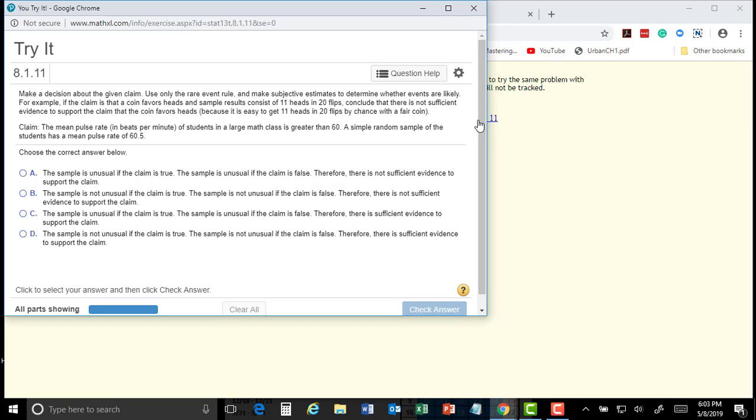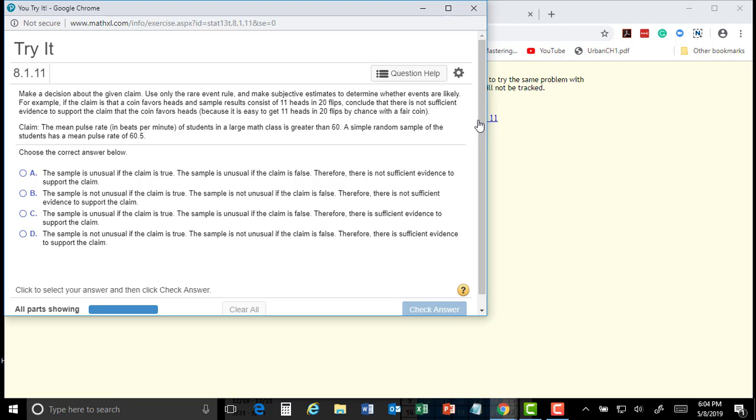For example, the claim is that a coin favors heads, and the sample consists of 11 heads out of 20. That's not a rare event. That doesn't really tell us that the coin's unfair. It's too close. You could expect that. I don't think it's that far off. Does this support the claim that the coin favors heads or tails? It doesn't, because this is nearly 50%.